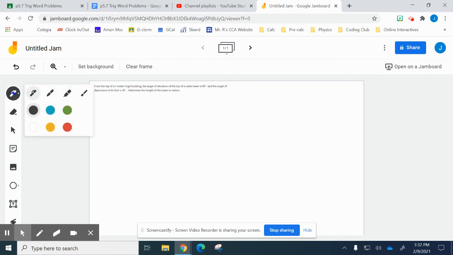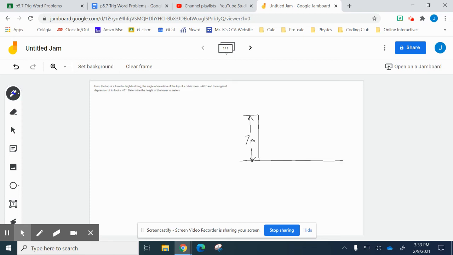So we'll start with black here. And from the top of a 7-meter high building, okay, so that's 7 meters. This one is really deceptively easy, as you're going to see. From the top of a 7-meter high building, the angle of elevation to the top of a cable tower is 65, and the angle of depression to its foot is 45. Okay, so I didn't really draw this quite right to scale, but too bad for that. So that's going to act like our tower. And we've got an angle, so when it talks about the angle of elevation and depression, okay?